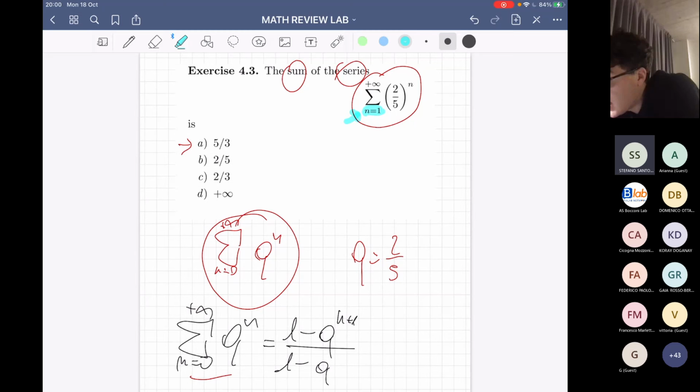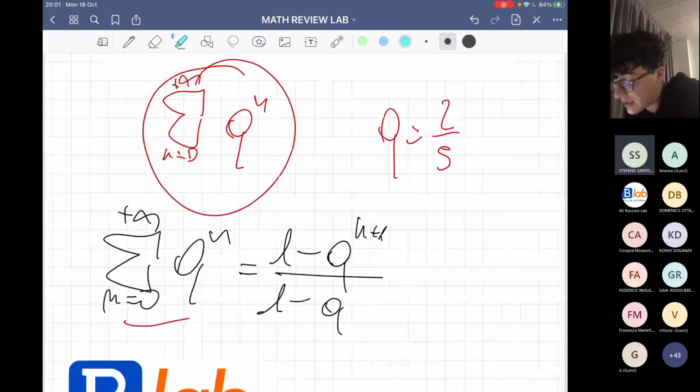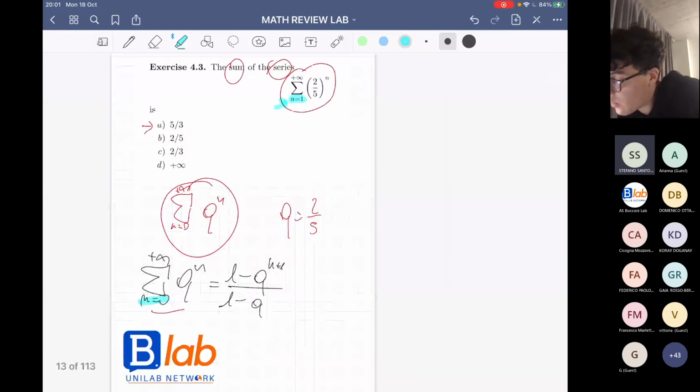And what does it mean? It means that we start from a different kind of number. We don't start from n equal to 0, which is in the formula we studied here, and also in the formula we did here.